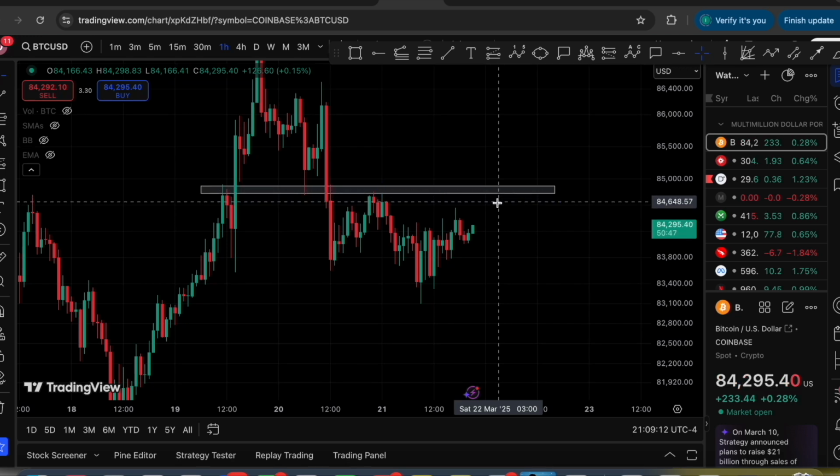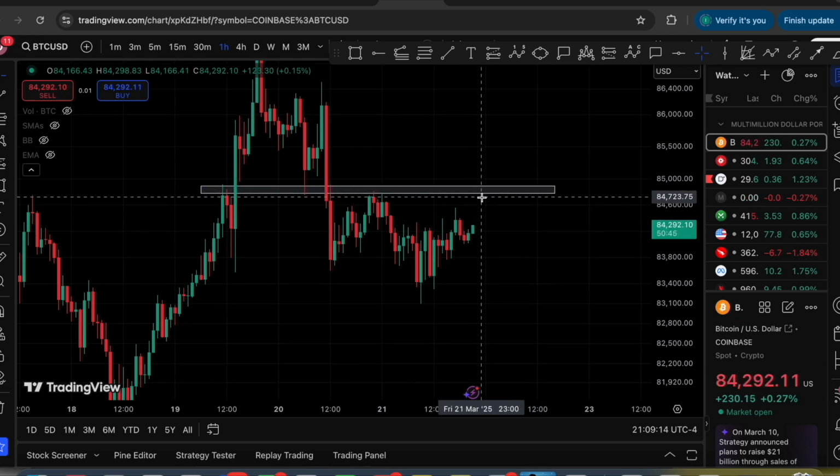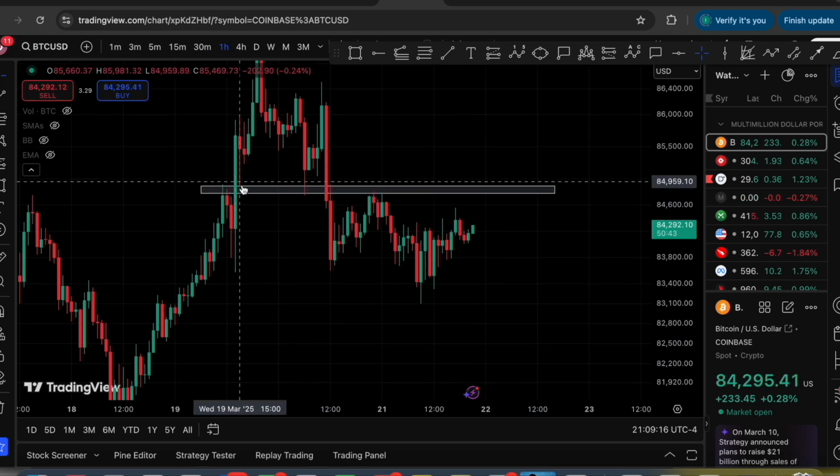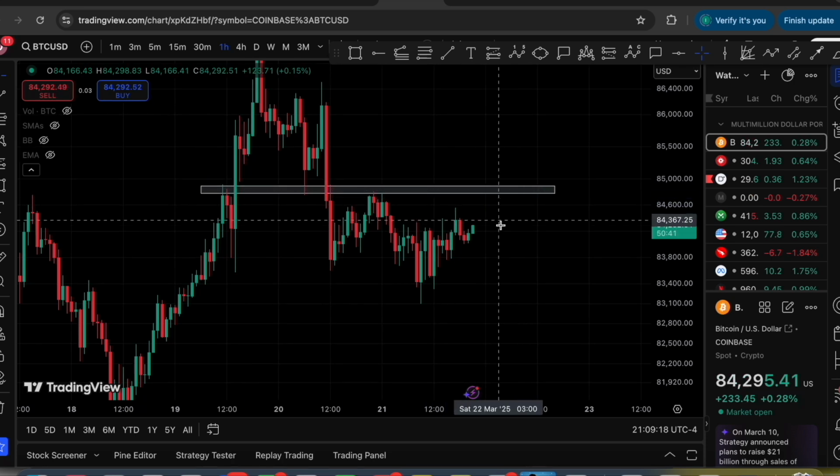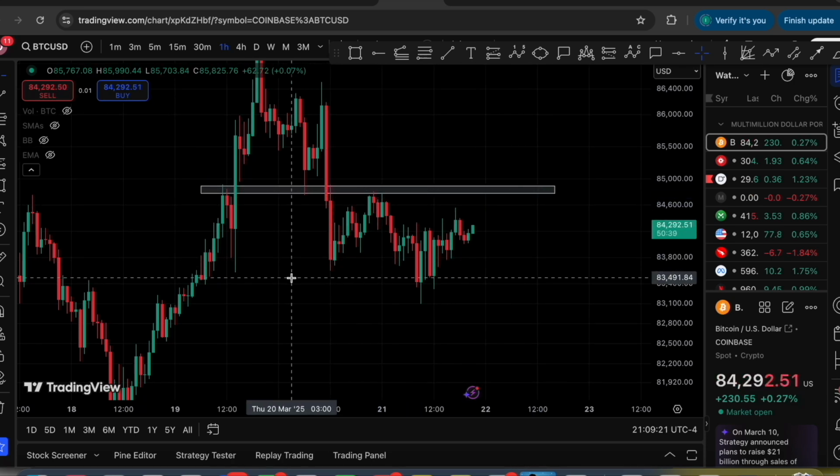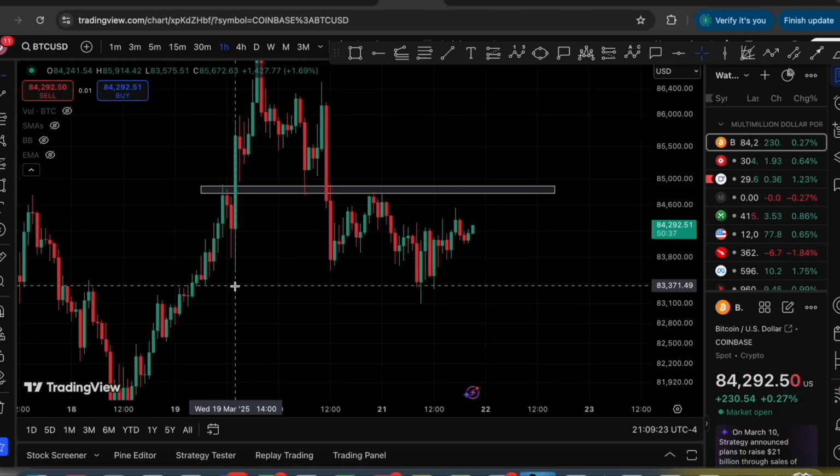So when it comes up to this price, it could be resistance or it could break through and continue like we did here. We break above and retest. And on the flip side, we look again.